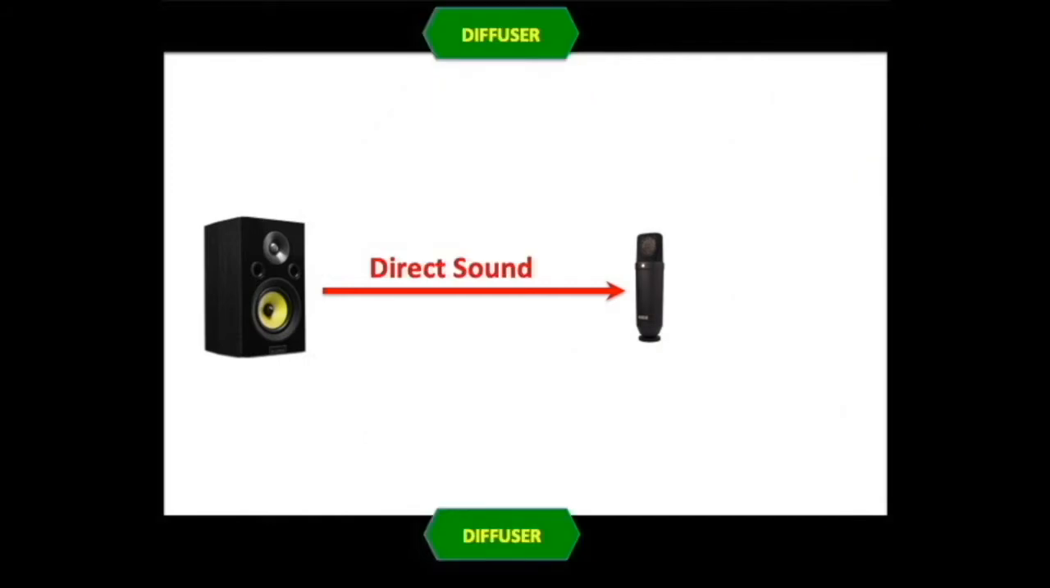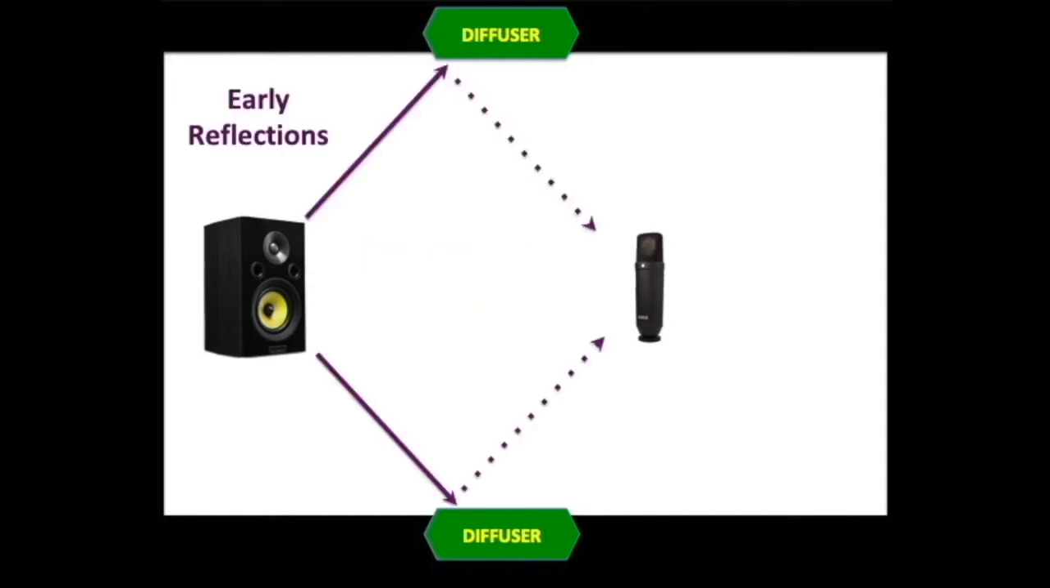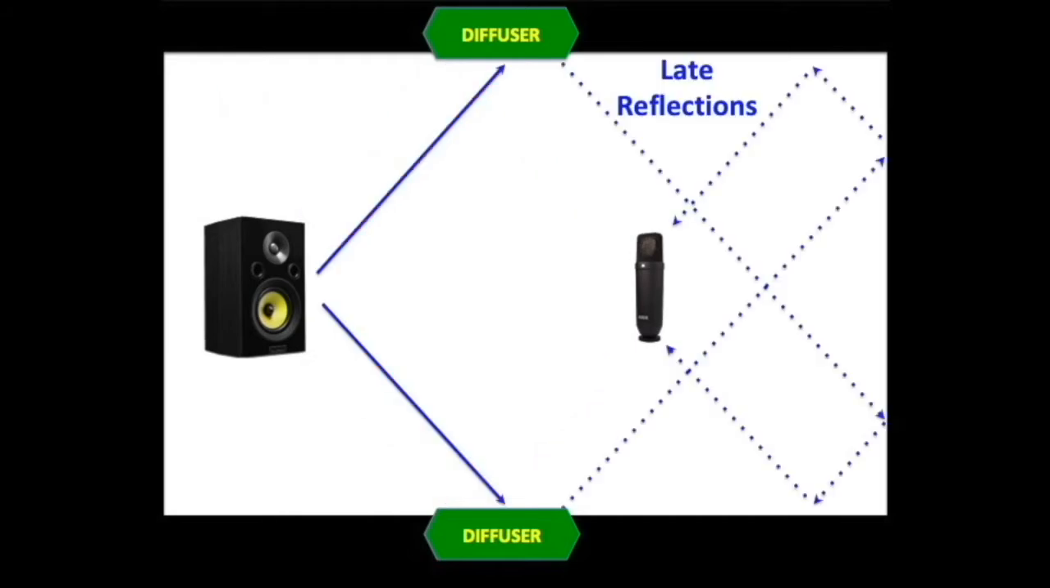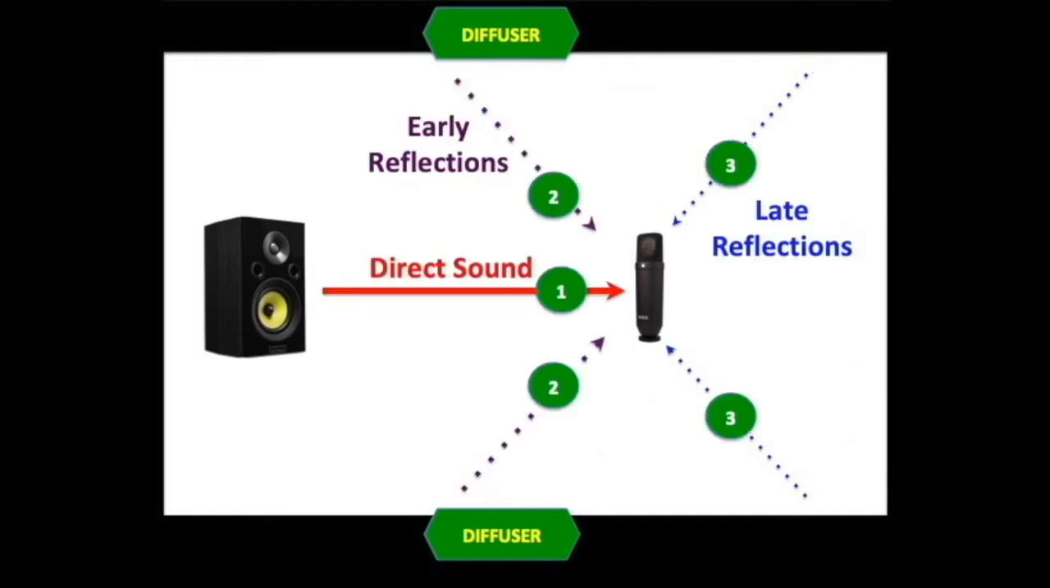Here's the diagram showing diffusers installed at the first reflection points. Direct sound, not affected. As you can see, early reflections get dispersed, as well as late reflections. From the perspective of the microphone, it looks like this. No change to direct sound. However, early and late reflections are dispersed by the diffusers, and this reduces their energy, which in turn reduces the amount of echo in the room.